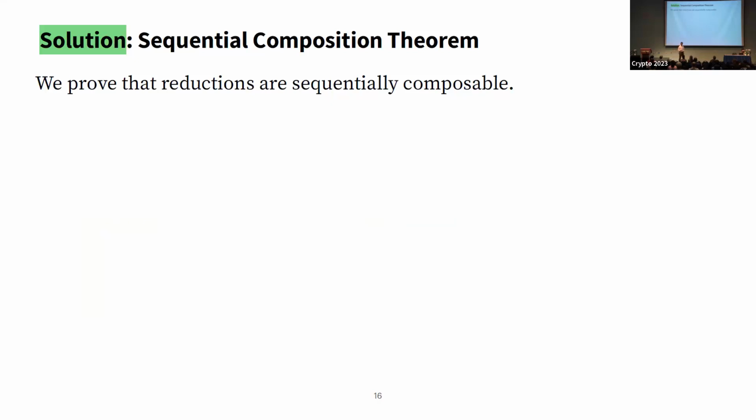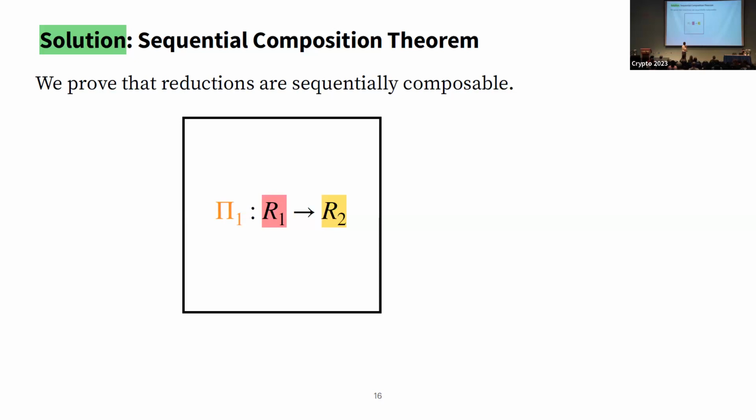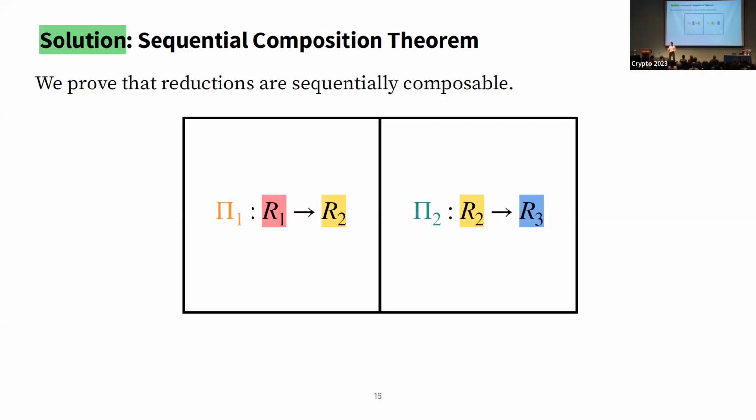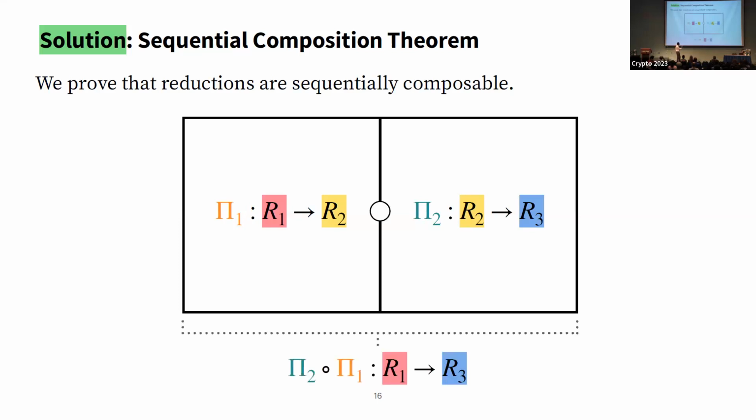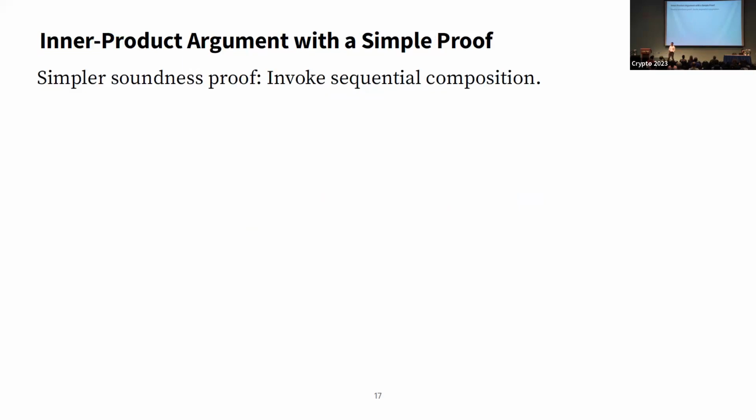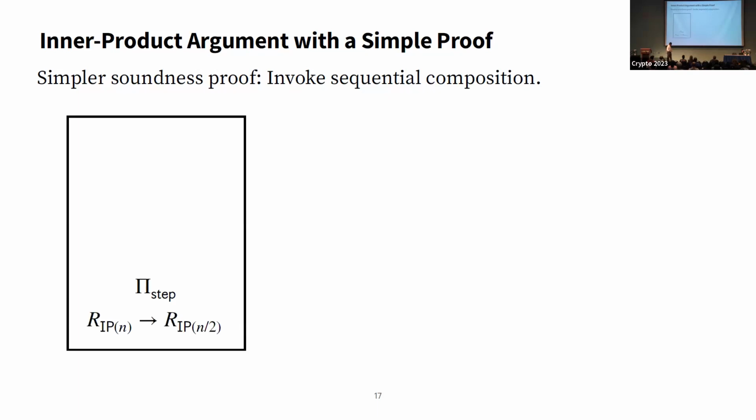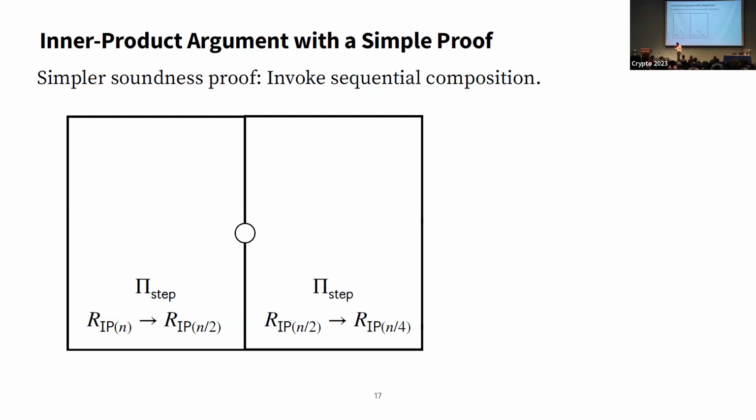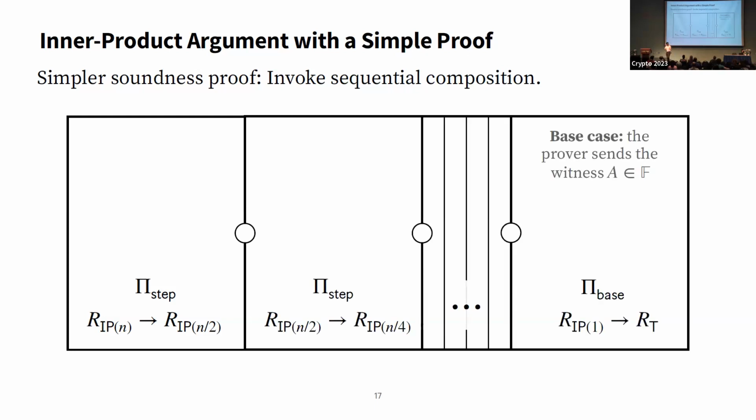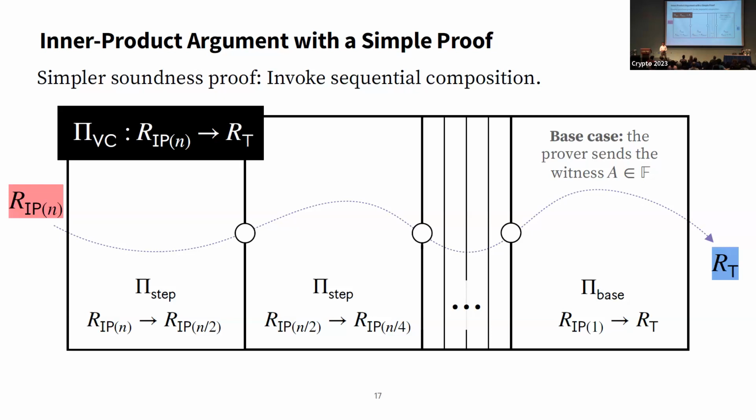In particular, suppose you have a reduction of knowledge from relation R1 to relation R2, and suppose you had another one from R2 to R3. Then you can sequentially compose them in a natural way to derive a new reduction of knowledge from relation R1 to relation R3. Now, leveraging sequential composition, we can make the analysis of the original inner product argument significantly simpler. You see, all you have to do is prove that a single step is secure, and then you can just use our sequential composition theorem to layer on more steps and then prove that the entire argument is secure.